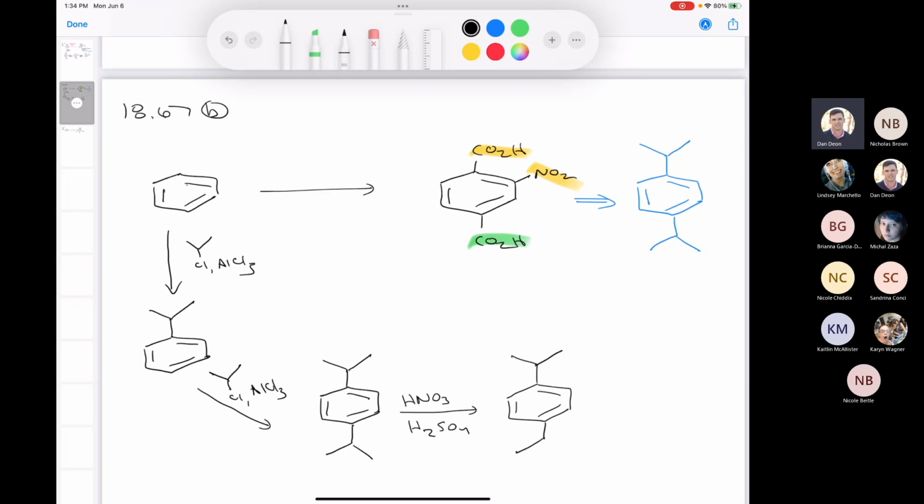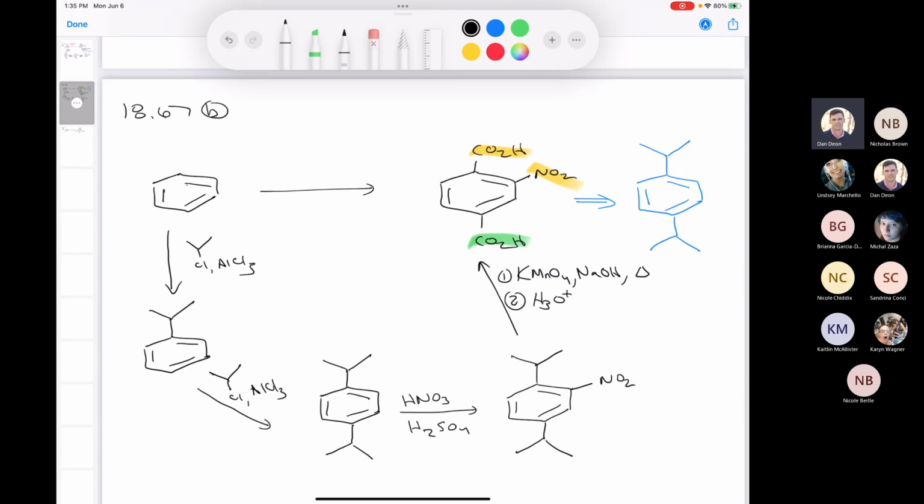Let me try to draw this bond a little straighter. There we go. There's our nitro. And now we just do our benzylic oxidation. I'm going to use the conditions that the book seems to favor, which is potassium permanganate, sodium hydroxide. We heat that up. Of course, that gives you a carboxylate. So in the second step, you have to treat that with H3O+.